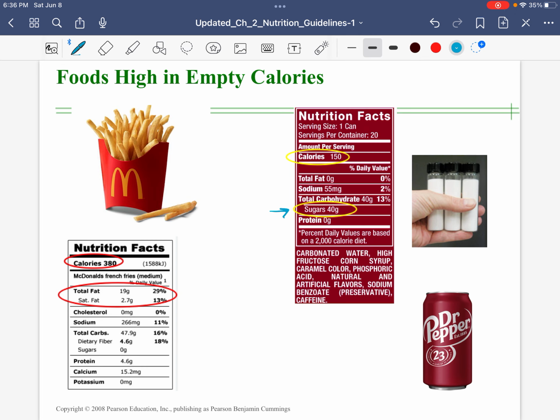Our good old friend, a medium McDonald's French fry, 380, that's a lot of calories for a smaller amount. That's a whole lot of fat. Look at the percent daily value based on a 2,000 calorie diet. Almost a third of all your total fat just from that alone. It's not including the burger. It's not including other meals throughout the day. So it's what adds calories with little nutritional value.